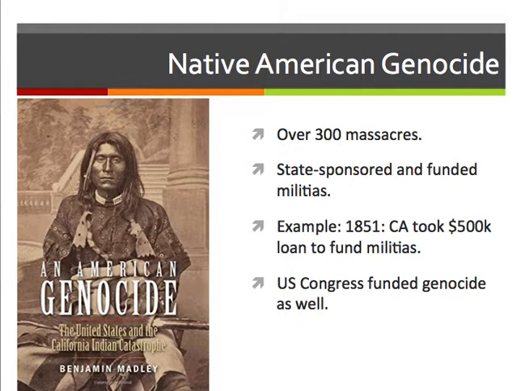For example, in February of 1851, the California state legislature took out a $500,000 loan, which was a huge amount at the time, to pay for the militia expeditions. A year later, it passed a $600,000 bond measure to help fund the killing.